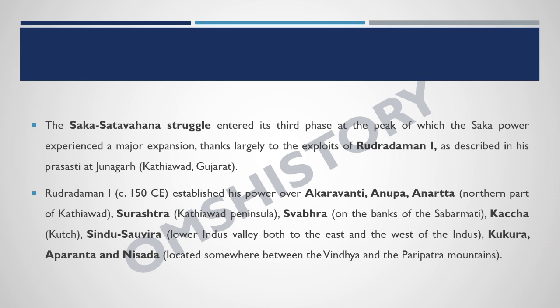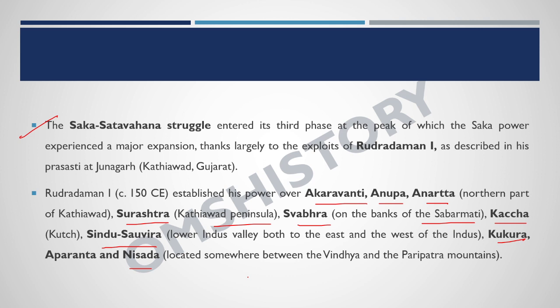It is said that largely due to the exploits of Rudradaman the first, the Saka power was restored in this very area. Rudradaman established his power over Akar, Avanti, Anup, Anarta, which was the northern part of the Kathiawad area, Surashtra, this Kathiawad peninsula, Sabhra on the bank of river Sabarmati, Kutch, your modern Kutch area, Sindhu Sauvira, that is lower Indus valley, both to the east and the west of the Indus, Kukura, Aparanta and Nishada. These were areas located somewhere between the Vindhyas and Paripatra mountains. So these were the areas under Rudradaman the first.